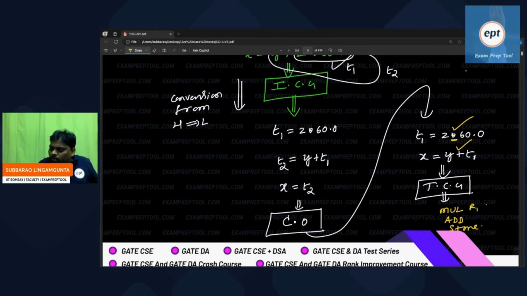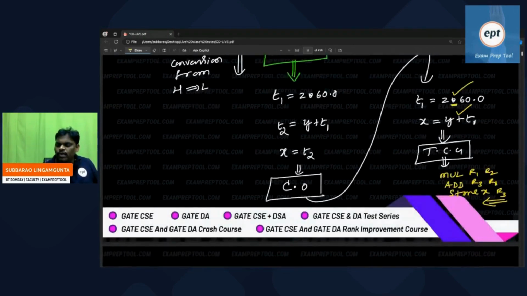Multiplication R1, R2. Addition, maybe R3, R4, or maybe R3, R1. Lastly, R3 will be stored here, something like this. Don't worry that much, roughly I have given the answer. Assume the store operation: R3 will be stored in X. This is the direction I am giving; book to book the direction will change. Anyhow, in the code you will see: store X comma R3. R3 will be stored in X.